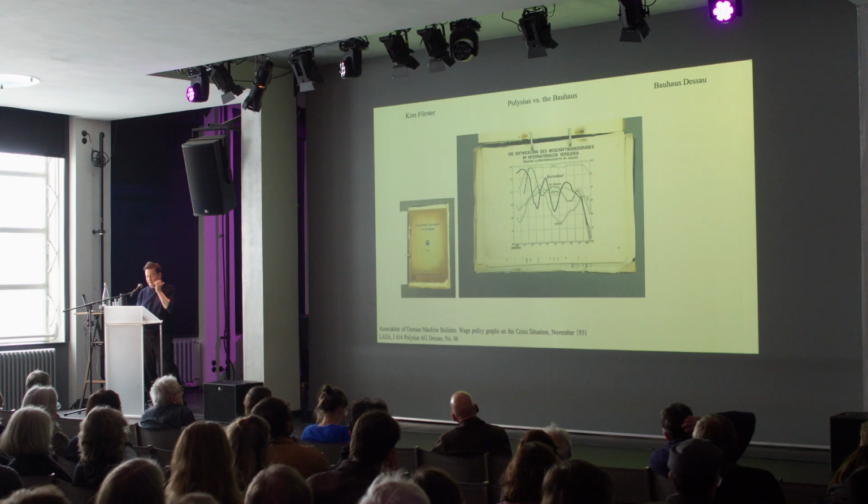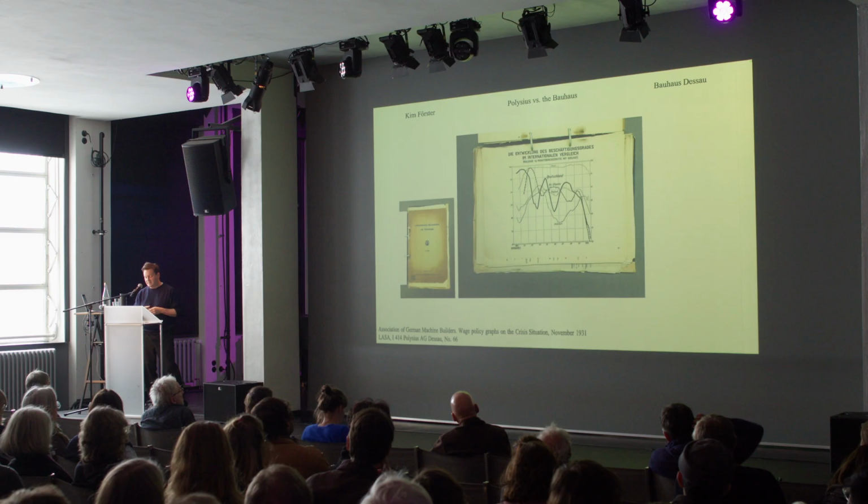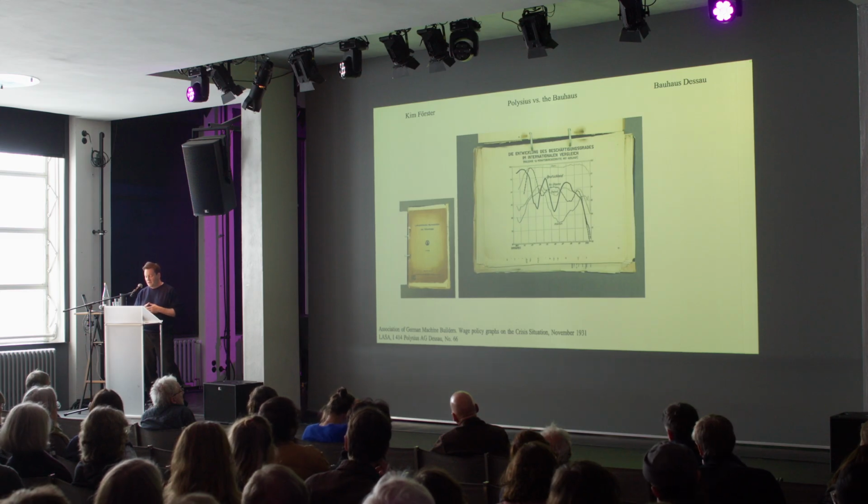As an export-oriented company, Polysius was heavily affected by the 1929 global economic crisis, and the stock market crash on Black Friday in October 1929 had severe impact, also because of the collapse of the international credit system. This led to a drastic decline in foreign trade and industrial production of around 40%, which had impact on the employment level. The Polysius archive contains a report by the German Machine Builders Association with graphs on wage policy that illustrate this crisis situation.